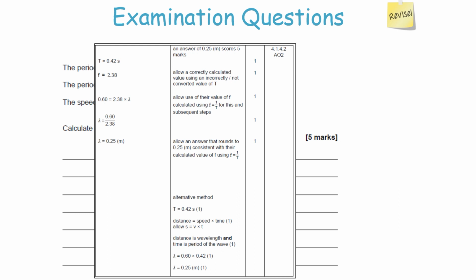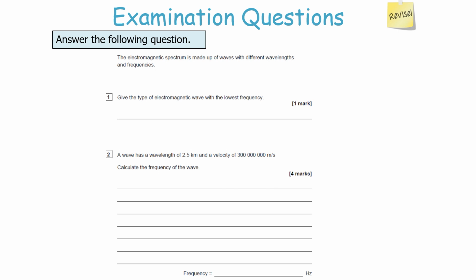Now we know that frequency is 1 over time period. So we say frequency is 1 over 0.42, which is 2.38. We can then say that speed is equal to frequency times wavelength, and we sub our numbers into the equation. So it's 0.6 is equal to 2.38 times the wavelength. We can then rearrange it and make wavelength the subject to say 0.60 over 2.38, which is equal to 0.25 meters.